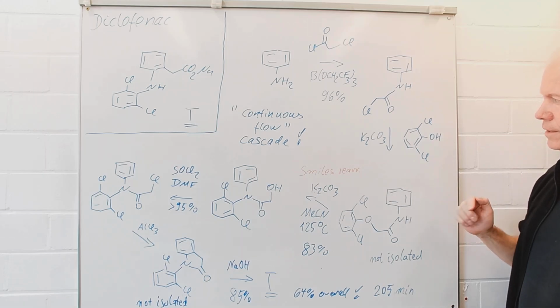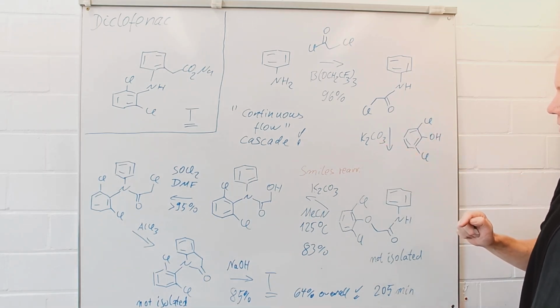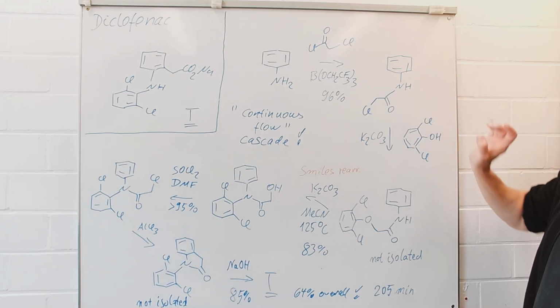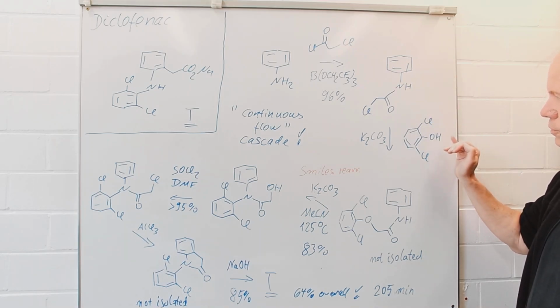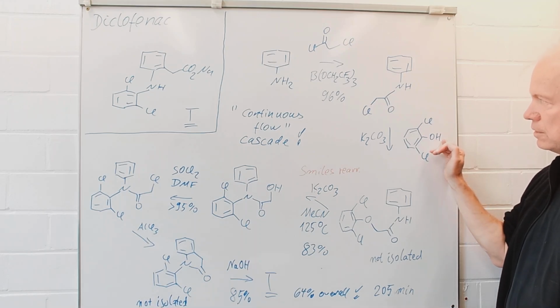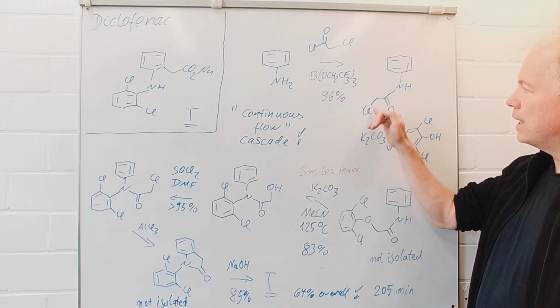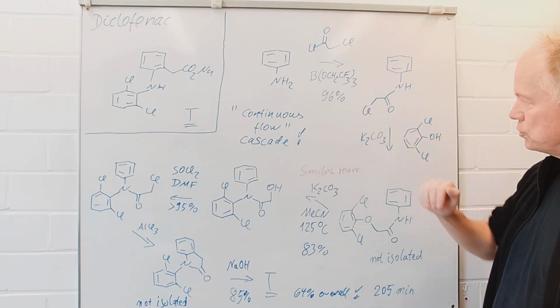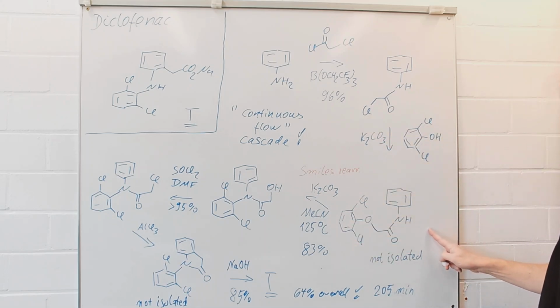Then, in a reactor stuffed with potassium carbonate, it is introduced together with this phenol. The phenol is deprotonated and will undergo a nucleophilic substitution here and substitutes the chlorine. This molecule will result, and this is not isolated.